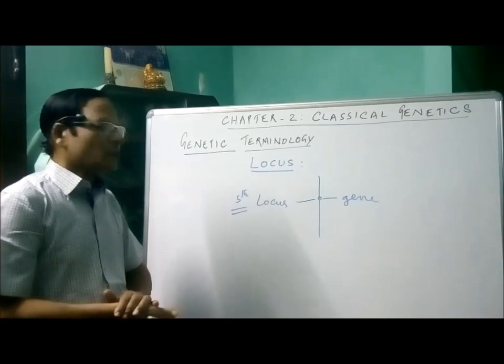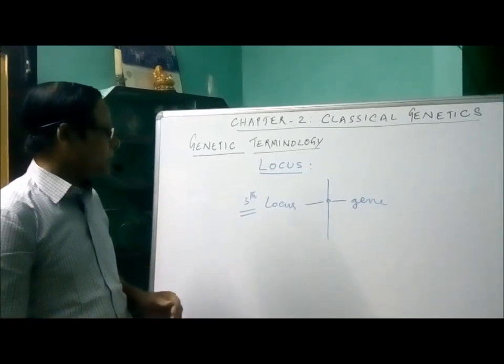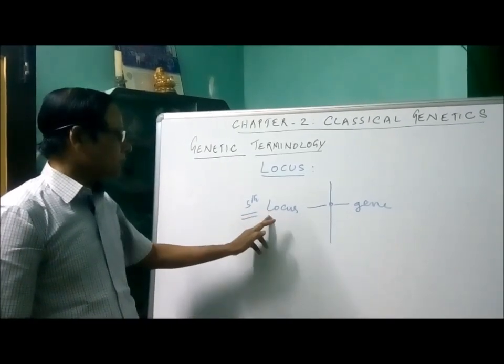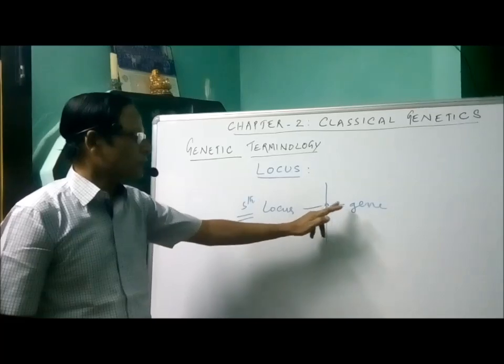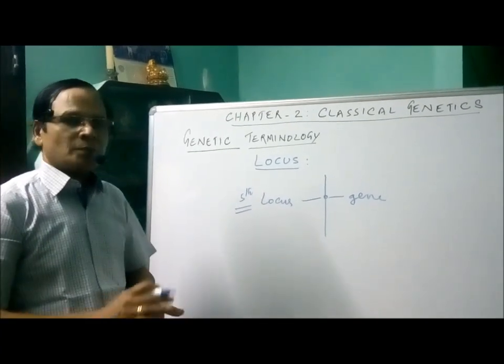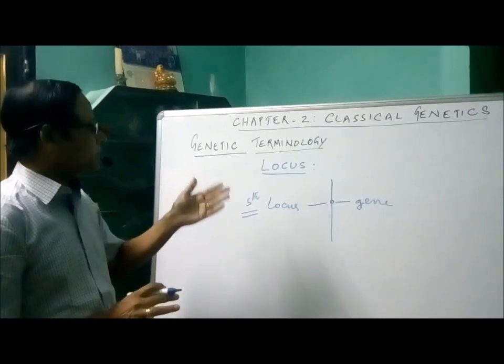Locus is a point where a particular gene is located. This is another terminology. For example, this is the fifth locus. That means the fifth point where the fifth gene is located. The point where a particular gene is located is called a locus.